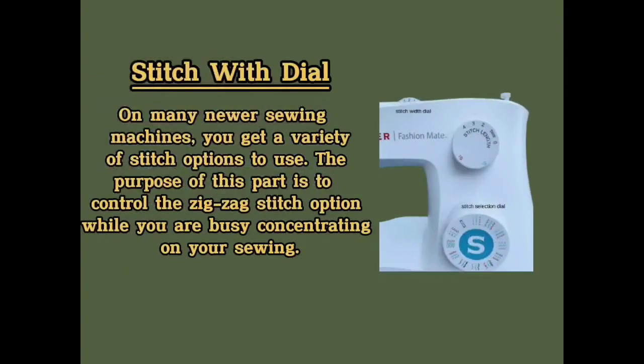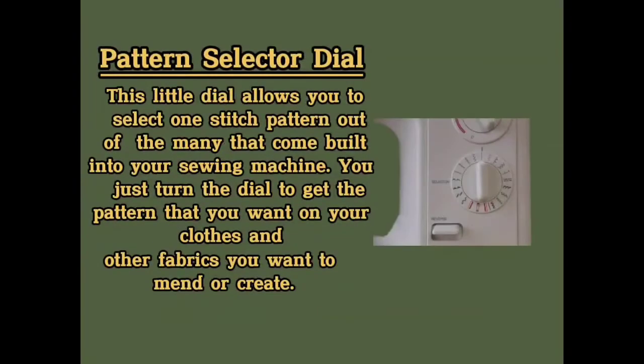Number 4. The stitch width dial. On many newer sewing machines, you get a variety of stitch options to use. The purpose of this part is to control the zigzag stitch options while you are busy concentrating on your sewing. Number 5 is the pattern selector dial. This little dial allows you to select one stitch pattern out of many that come built into your sewing machine. You just turn the dial to get the pattern that you want on your clothes and other fabrics you want to make or create. Number 6 is the hand wheel.